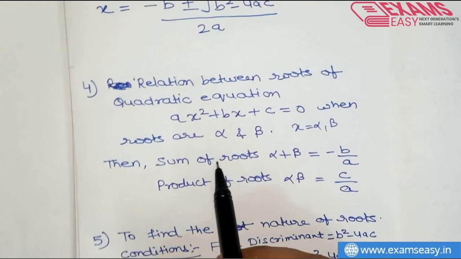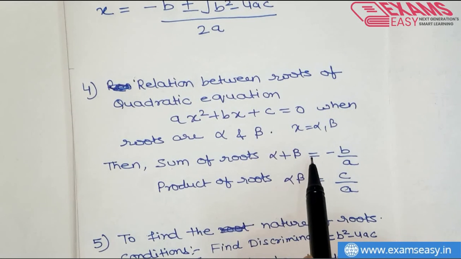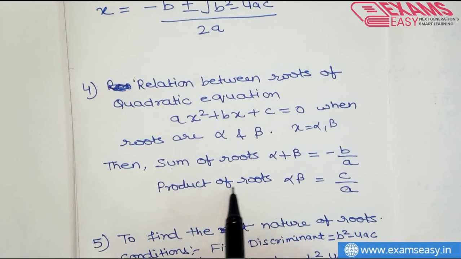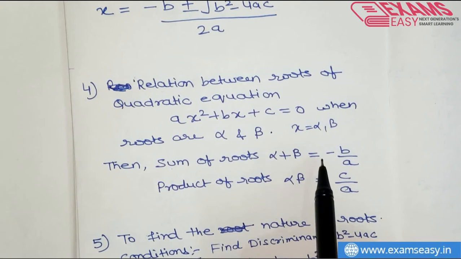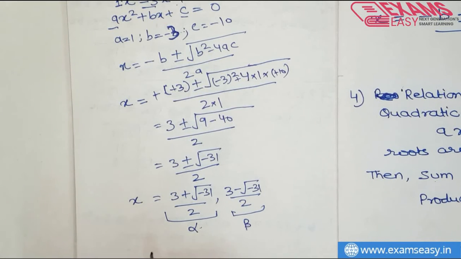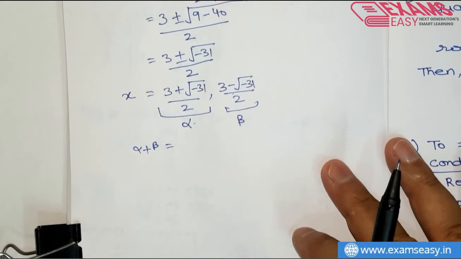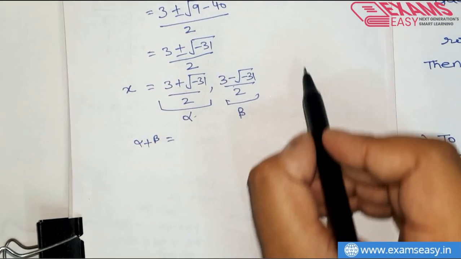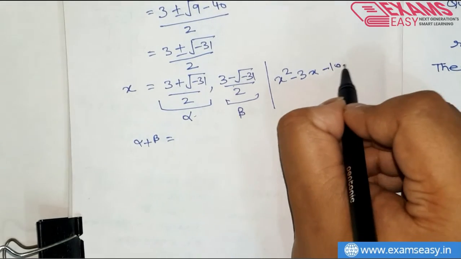If you want the sum of the roots, then it will be minus b by a. So alpha plus beta is given by minus b by a, and the product of the roots, alpha into beta, is given by c by a. You have to remember these two formulas for the relation between the roots of the quadratic equation. Let us see in this example. If you want to calculate alpha plus beta, then you have two options. The given quadratic equation is x square minus 3x minus 10 is equal to 0.